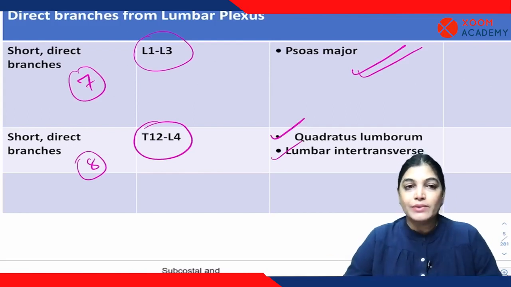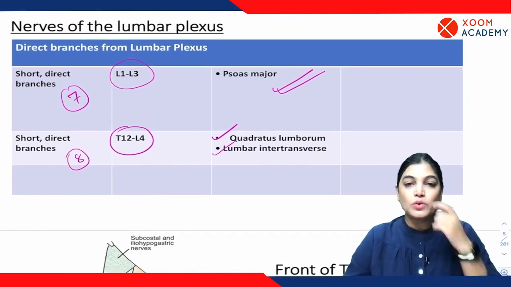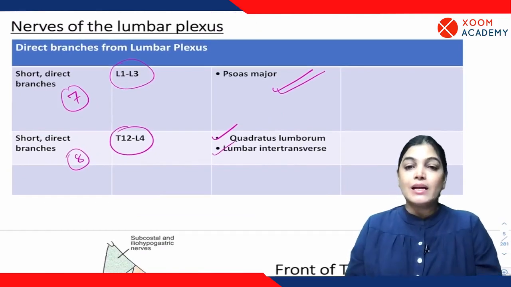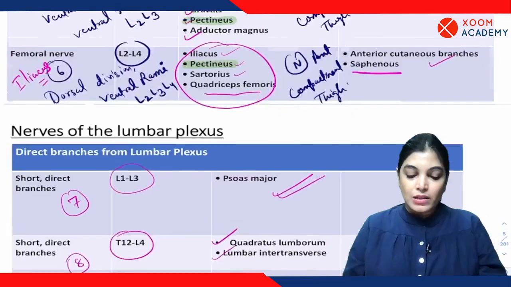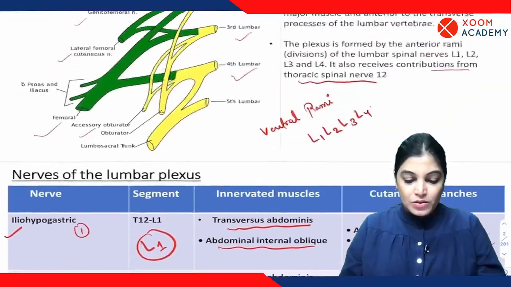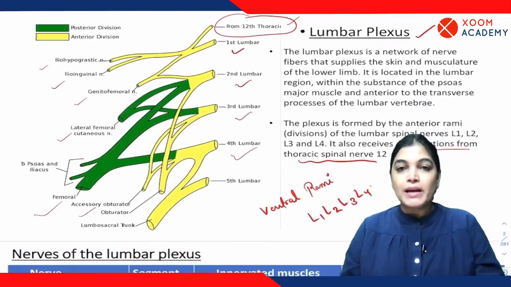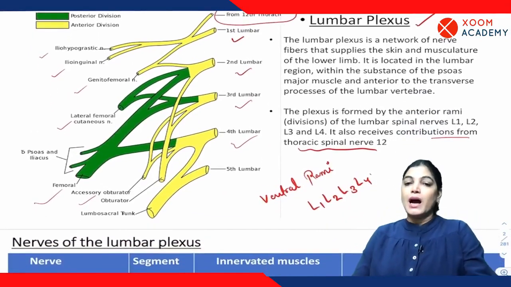So in short, we are done with all the muscles and cutaneous distribution of the important branches of the lumbar plexus. It is important for you to know how the lumbar plexus is formed, what the important distributing areas are, and what the important branches are. This is a very important topic, and many times MCQs have been asked from the topic of the lumbar plexus.